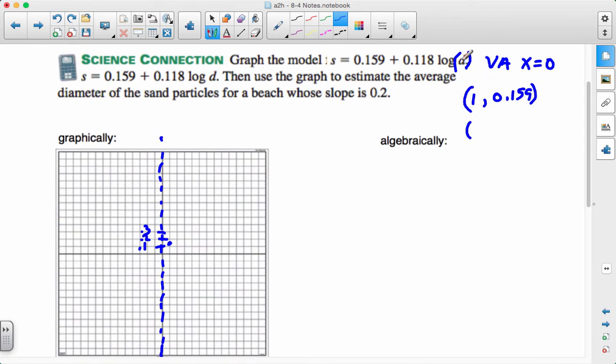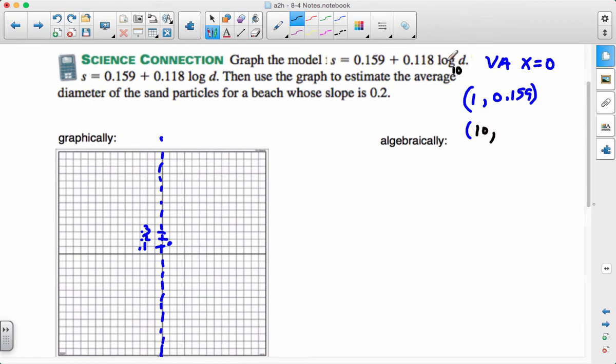All right, then I want to make this a 10. See how that's log base 10? Here, let me erase this. Remember, this is log base 10 if it doesn't have a 10 written there. So I'm going to plug in a 10.